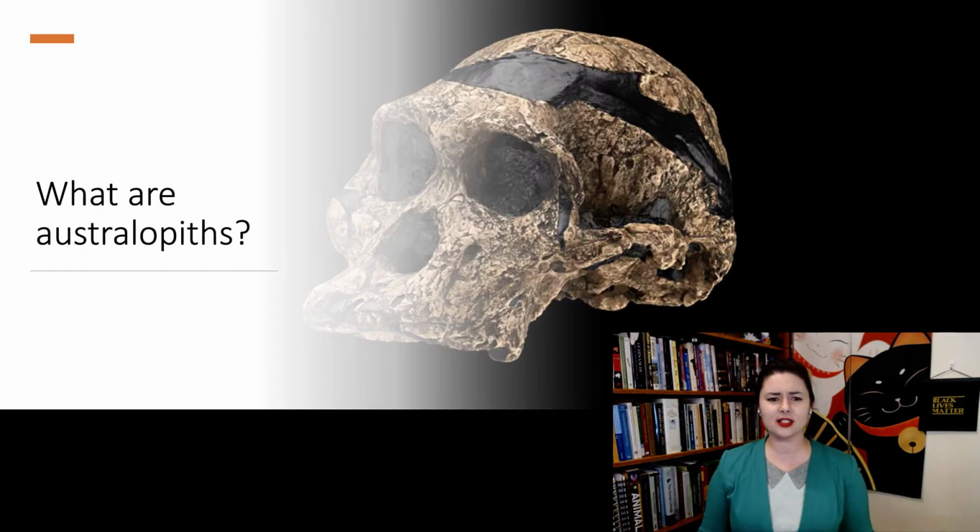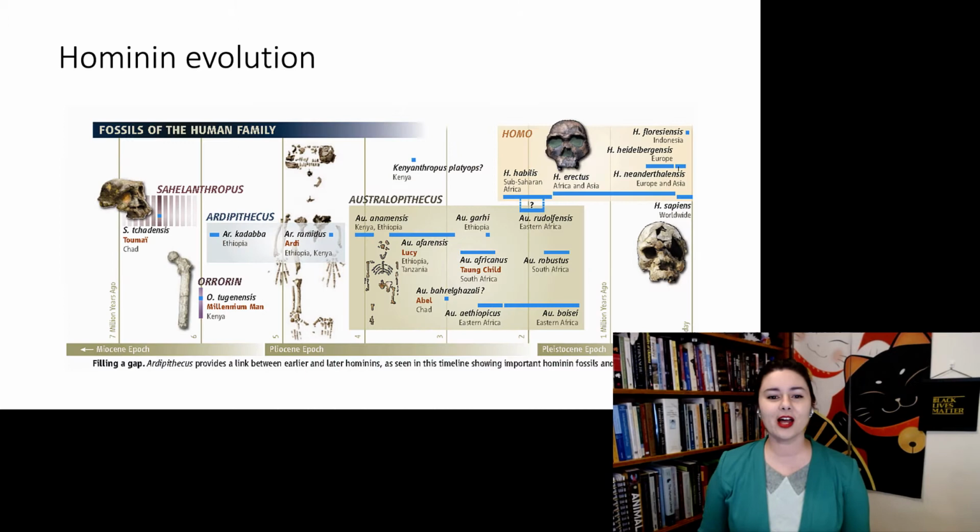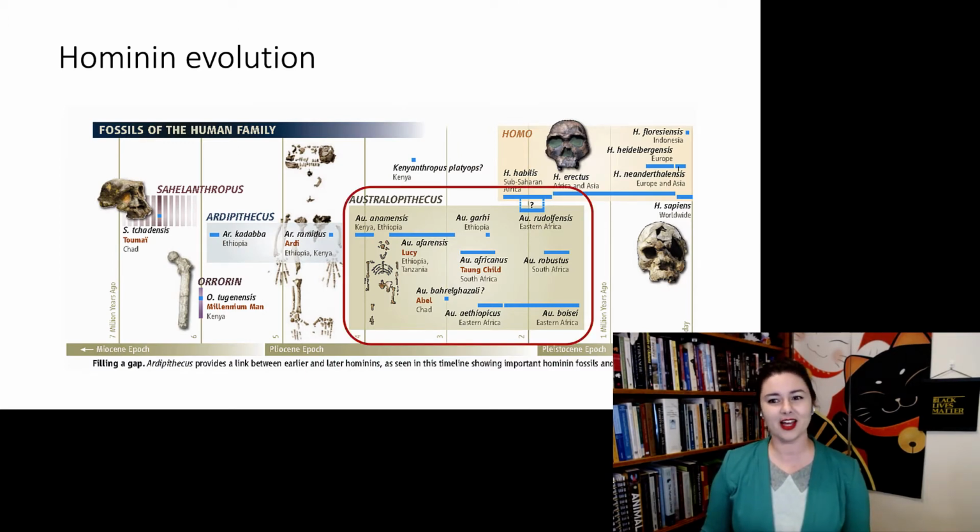But first, let's get situated. What are Australopiths in the first place? Let's go back to our timeline of human evolution. Now we're talking about this time period, kind of right in the middle. This particular graph labels all of them as genus Australopithecus, but for right now, let's just call them Australopiths.